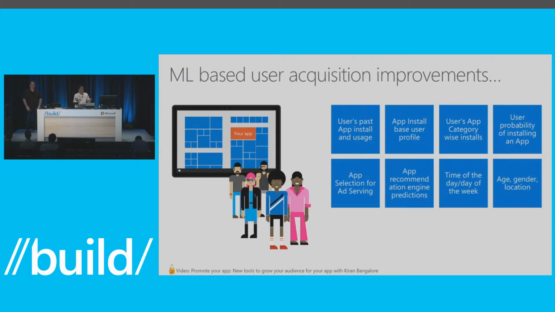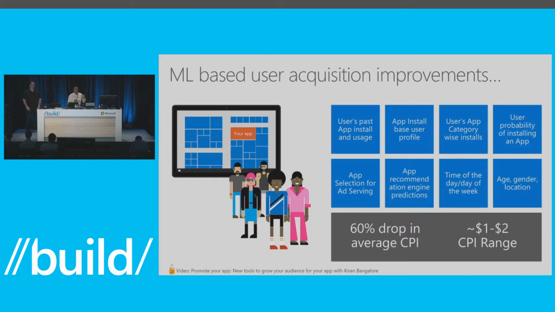We know exactly these data points as well, and our machine learning models have been trained using these data points as well. We have an insight called the recommendation service, which also gives insights about the similar type of apps that are liked by the users as well. Using all these learnings, our machine learning models have brought down the cost per install by over 60%. And we are really happy to tell you that we offer the best cost per install for Windows developers today, which ranges anywhere between $1 to $2.